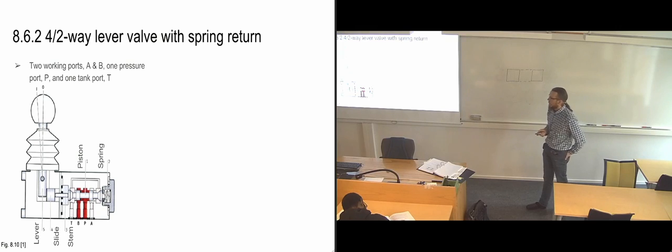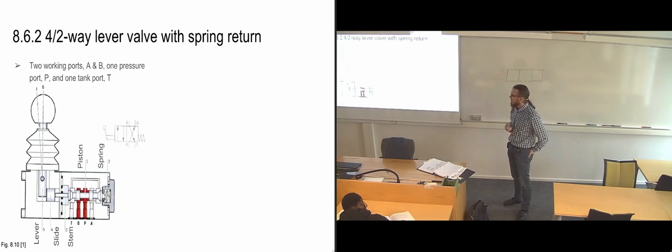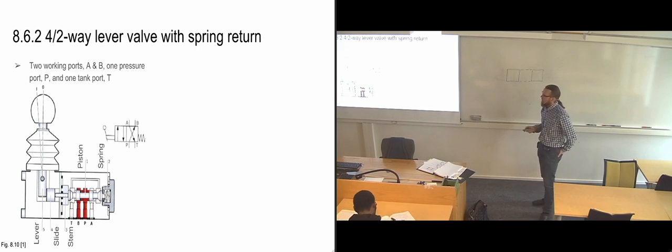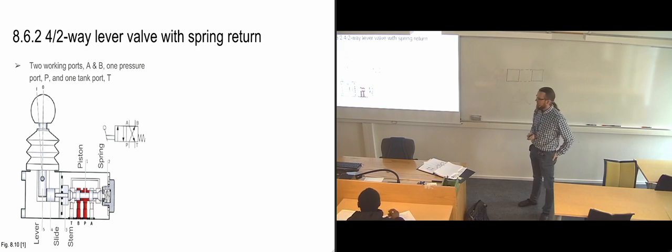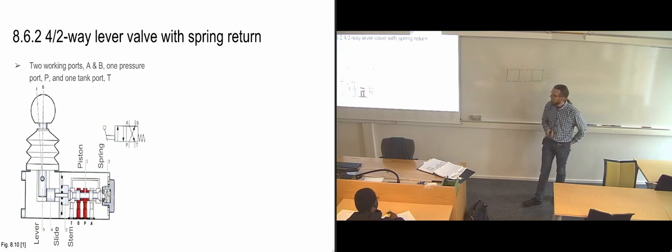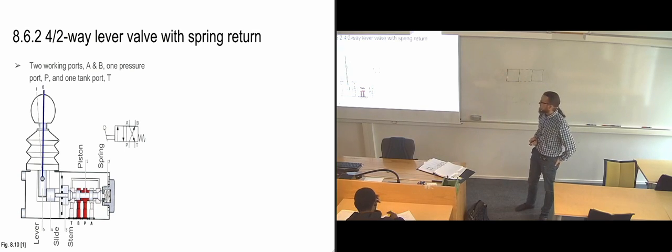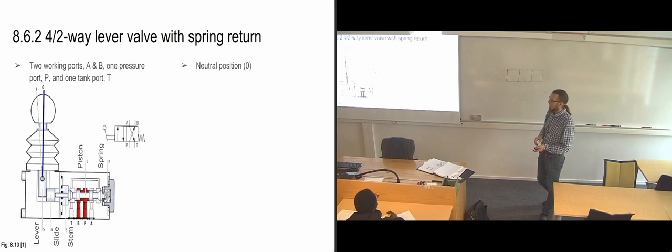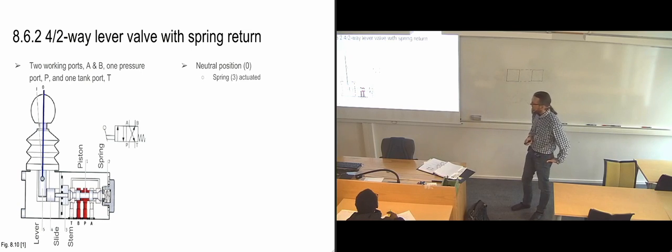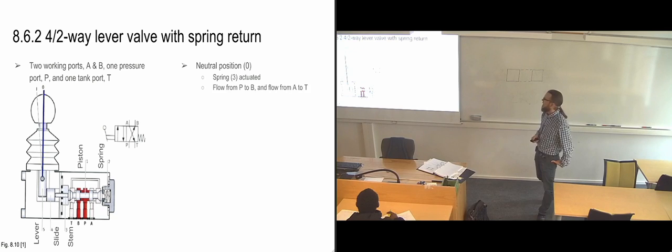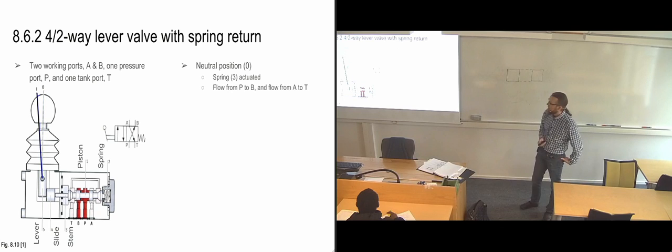And if it's a four-way valve, of course it has 4 ports: 2 working ports, 1 pressure port, and 1 tank port. This particular one is normally sending pressure from P to B when it's in its neutral position. And this is the neutral position. The lever is going straight up, so it's not activated at all. And then it's the spring that is actuating the valve itself, and we get the flow from P to B and from A to T.